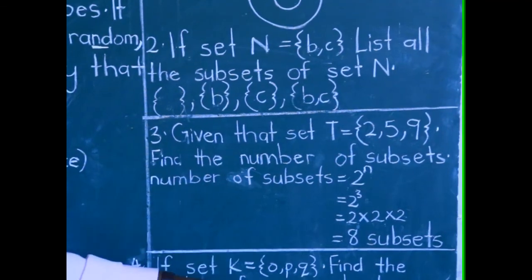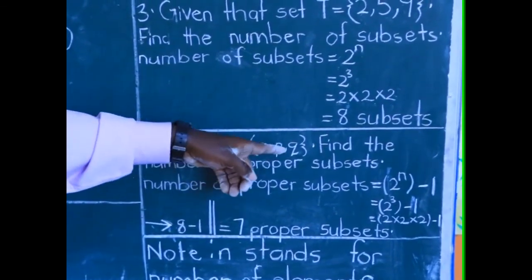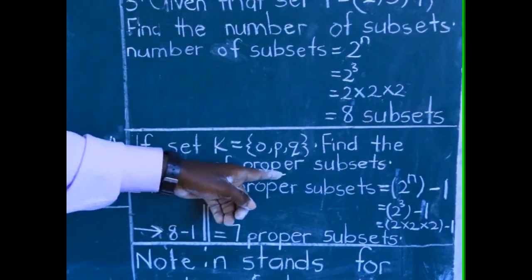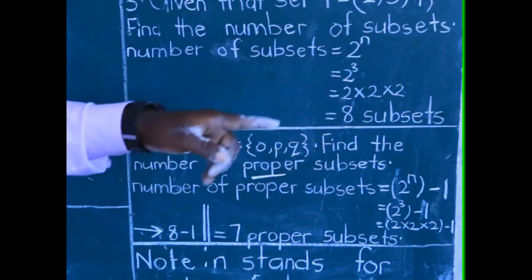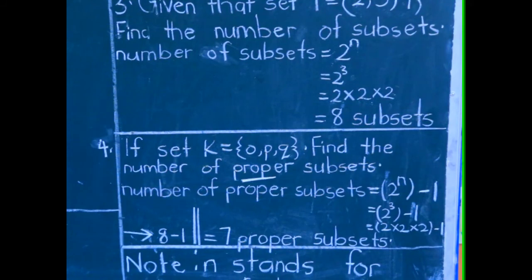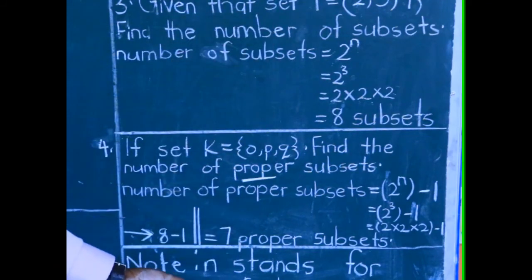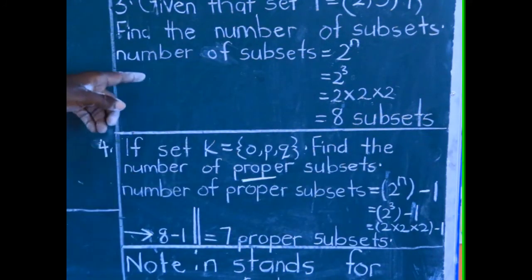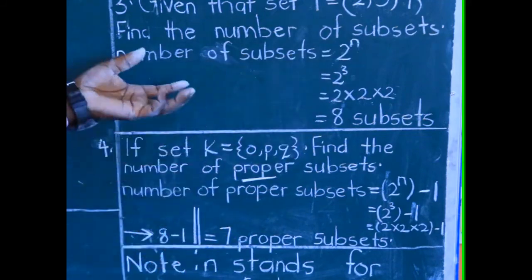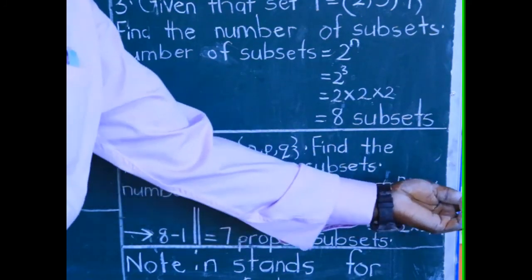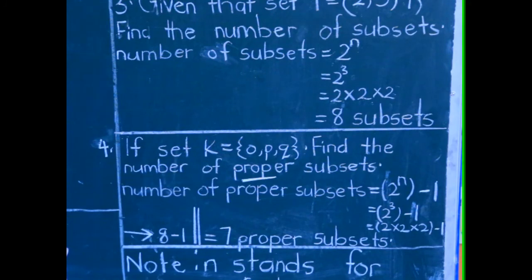Example 4 says, if set K equals {O, P, Q}, find the number of proper subsets. Be careful with the word. In number 3 it says find the number of subsets, but this one says find the number of proper subsets. Like I was explaining, with the proper subsets, we exclude the last subset, which is the whole set, and we take away that one. So that's why the formula for number of proper subsets is 2 index n minus 1, as opposed to number of subsets, which is just 2 index n. Compare those two. And n stands for the number of elements in a given set.